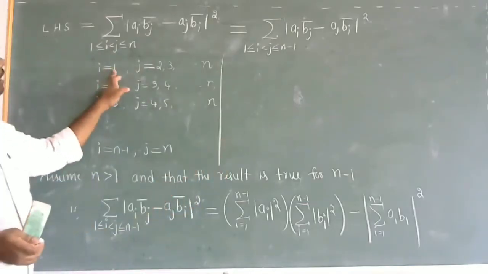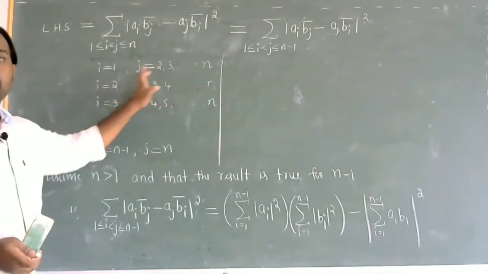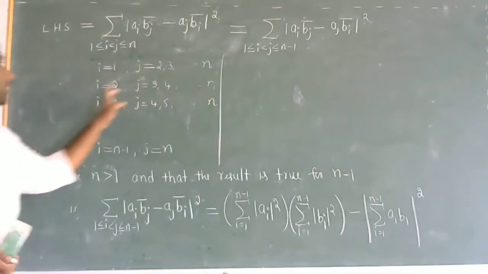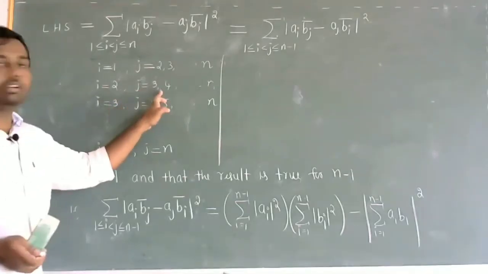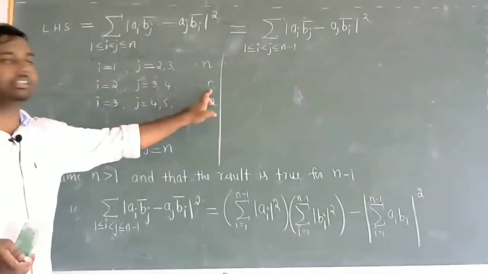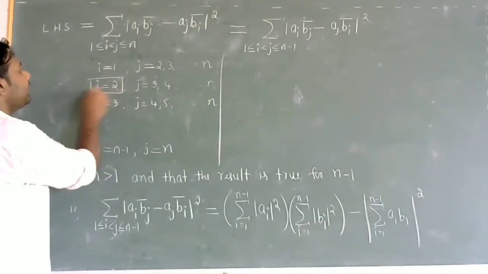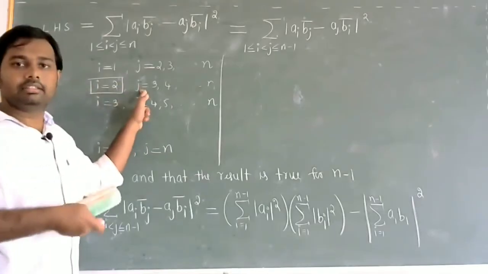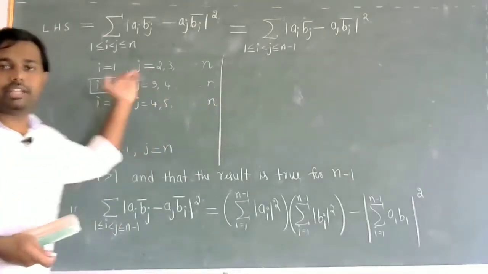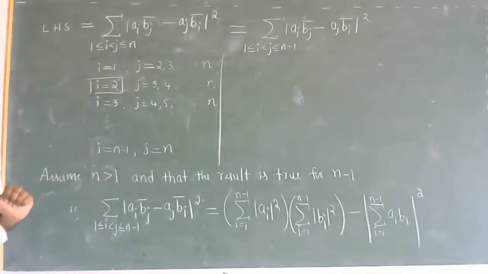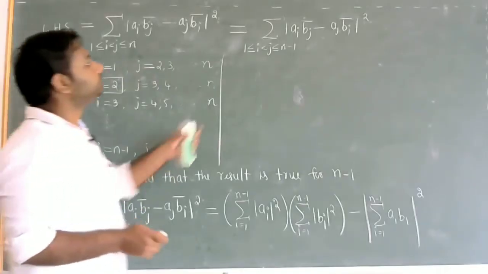So these are the terms. For i is equal to 1, j is equal to 2, j is equal to 3, j is equal to 4, up to j is equal to n. For i is equal to 2, j is equal to 3, j is equal to 4, up to n. So fix i value and run j from 3 to n. So like this, these many terms are there.